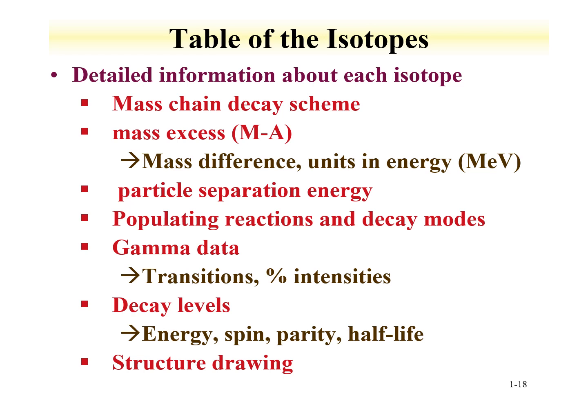The table of the isotopes is another compendium of data that's used in the course, and it contains much more detailed information on each isotope. There are decay schemes, mass excesses, particle separation energies, population reactions, gamma transition energies and their intensities, decay levels, and a drawing of the structure. Right now, this is just an introduction to this information. Later in the course, we'll go over it in much more detail.